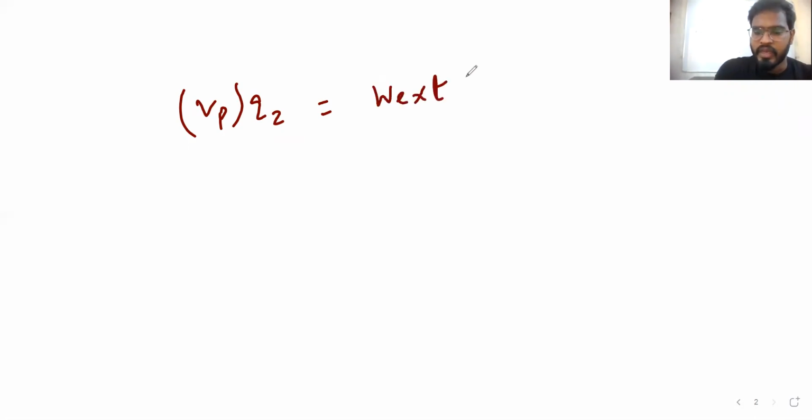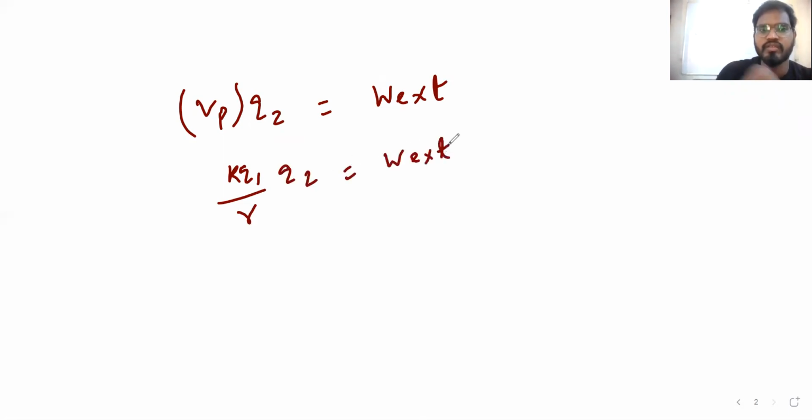So Vp is what? Potential due to Q1. So that is KQ1 by distance R. We are having the potential till R, into Q2, is equal to work done by external force. So ultimately the formula is KQ1Q2 by R is equal to work done by external force.